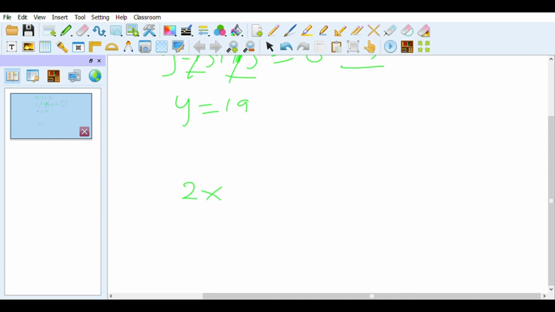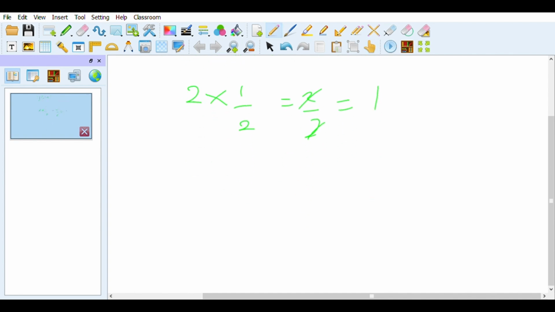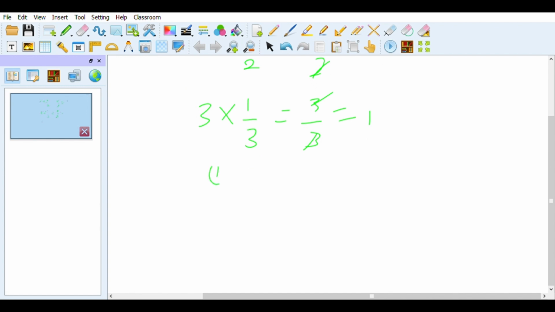If we multiply 2 by 1 over 2, we will have 2 over 2, and the result is going to be 1. If we have 3, I will multiply 3 by 1 over 3. We're going to have 3 over 3, and the result again is going to be 1. If we have 4, I will multiply this 4 by 1 over 4. The result is 4 over 4, because 4 times 1 is 4 over 4, and 4 divided by itself will give 1.